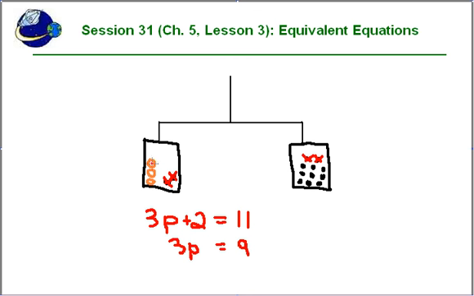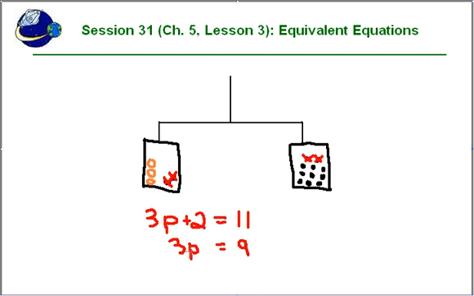So at this point now, what I'm left with on the left-hand side in my scale are 3 pumpkins. And that's what the 3p is here. 3 pumpkins. On the right-hand side, I'm left with 9 1-pound weights. So the equation I'm left with is 3p equals 9. What operation is still going on with the p, with my variable?